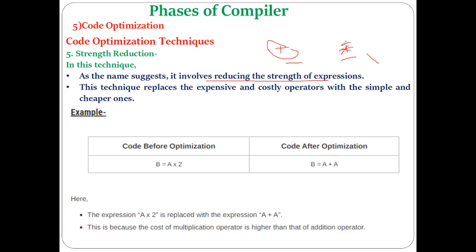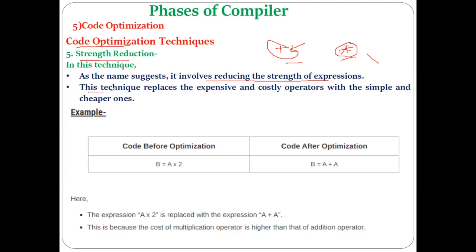Less strength, more strength means what? If in your program more strength operators are utilized, then more processing time can be required. If less strength operators are utilized, then the time required to process that code will be less. Understood? So if in a certain expression high strength operators are present, and it is possible to replace them with low strength operators, then that is considered as code optimization using the technique called strength reduction.